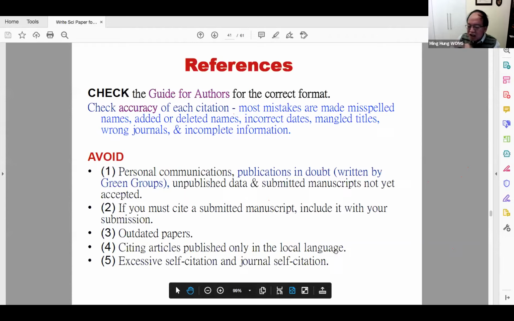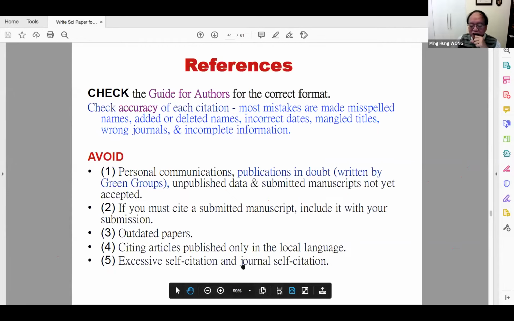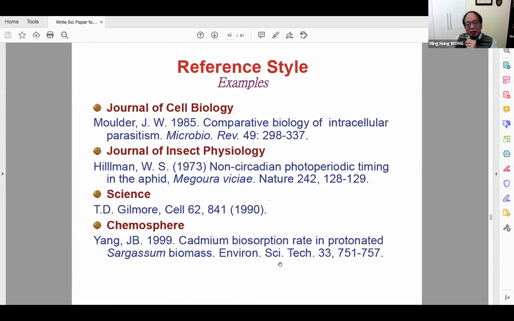I think this is important, but if you have 100 references, maybe 3 or 4 published in Chinese or Indian or other languages is acceptable, but not too many. And avoid excessive self-citation and journal self-citation. I think this is important because a lot of journals are trying to increase the journal citation. If we have time, I'll tell you a story later on. Reference style, skip it.